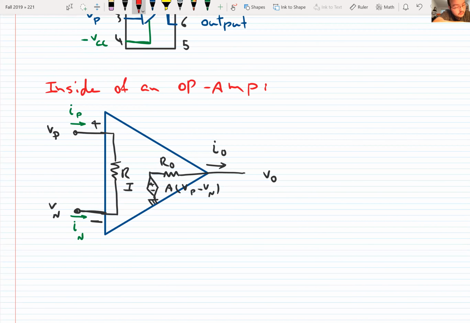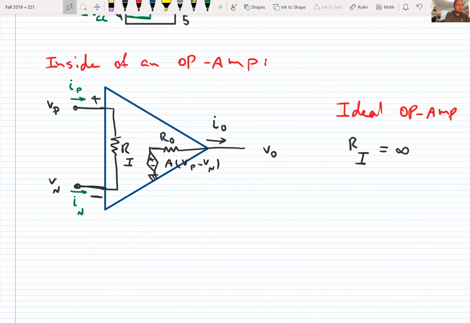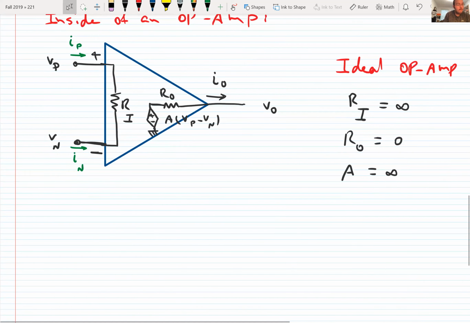For an ideal op amp, we would like to have input resistance equal to infinity, output resistance equal to 0, and gain A equal to infinity. This is for an ideal op amp. But we don't have an ideal op amp, and of course we don't like it, because if anything is infinity and 0, the output is always infinity.